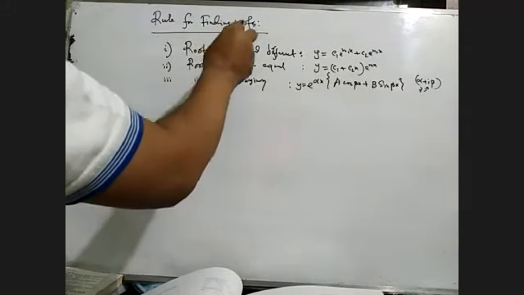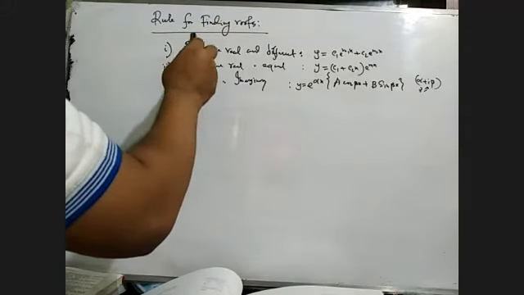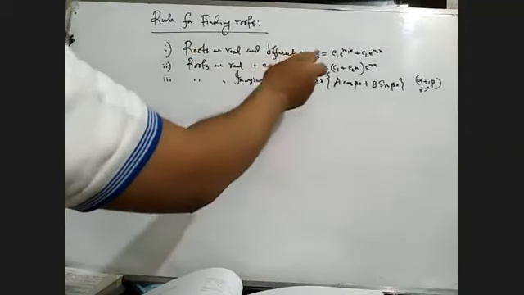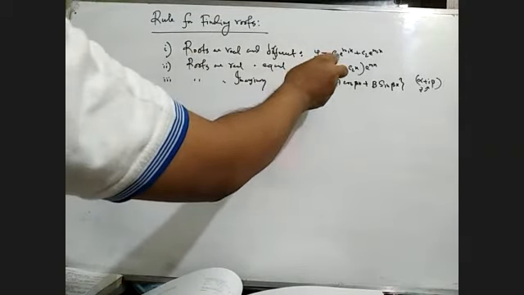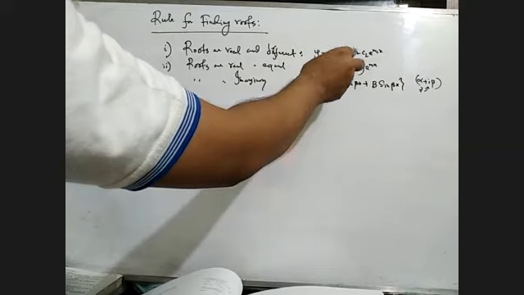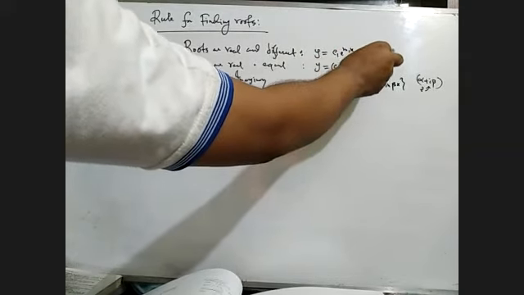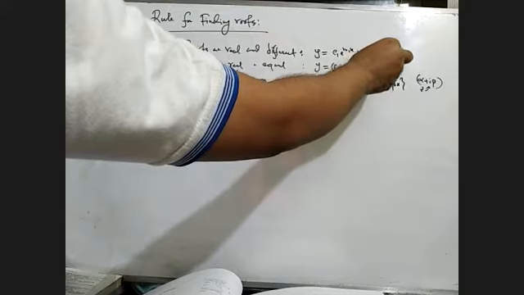For finding roots of a second order linear differential equation: if the roots are real and different, y equals C1 e to the power m1x, first root into x, plus C2 e to the power second root into x, plus C3 e to the power third root into x, in this way.